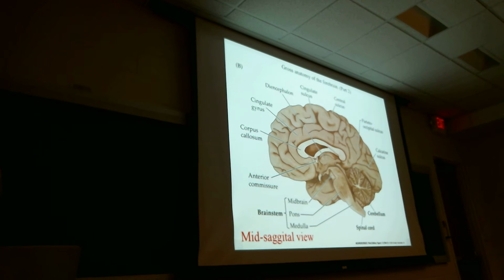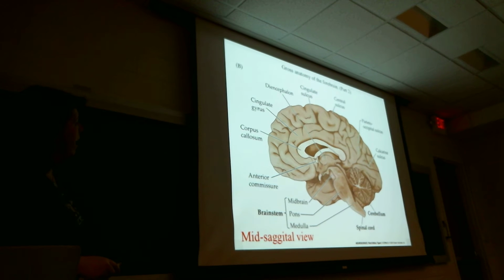Okay. So this is another view of the mid-sagittal section. So now we're looking at the medial surface. We just talked about the cortex and the corpus callosum. But in this section, you can also see several other structures that you should take some time to learn. This is the diencephalon.